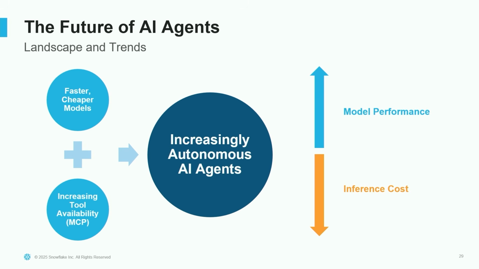The other piece is there's more availability of tools. You don't just have to create those on your own anymore. We have things like MCP that are really becoming more and more common and making tools available across the board. And again, like I said, model performance is going up all the time. Inference cost is going down all the time. I don't think anyone expects that trend to stop anytime soon.